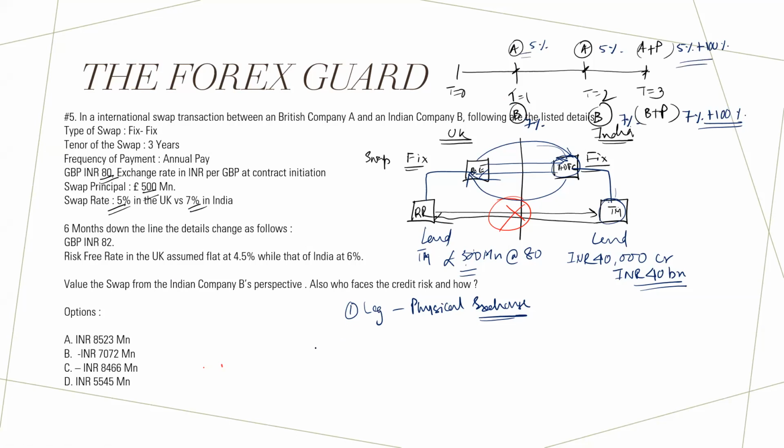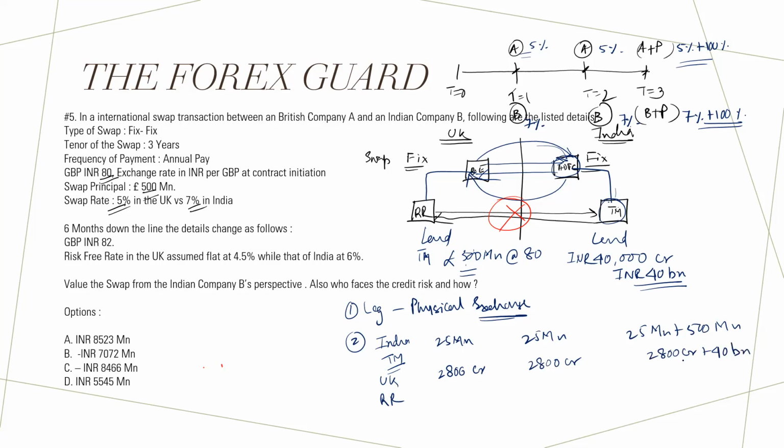That's already decided. So let's then map the cash flow as far as these companies are concerned. 5% on 500 million pounds is 25 million British pounds in 3 different payments. Of course, the last payment will come with the 500 million principal as well. So this is what the Indian company, Tata Motors, will pay. And the British company, Rolls-Royce, will pay 7% on the 40,000 crore rupees, which comes to 2,800 crore INR, plus 40 billion Indian rupees at the end of the tenure. That's what has been decided.